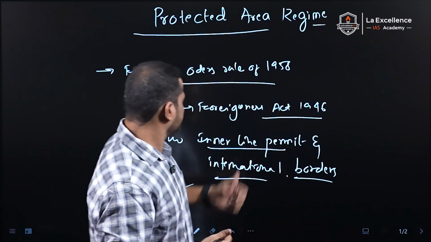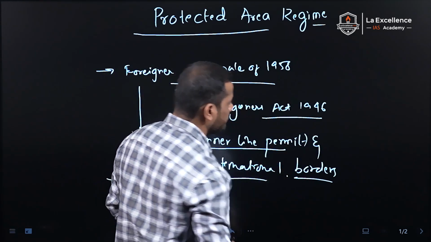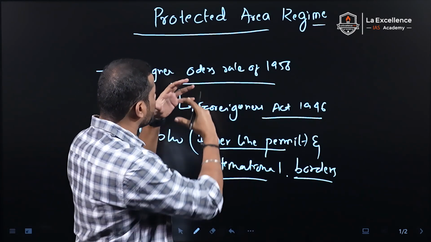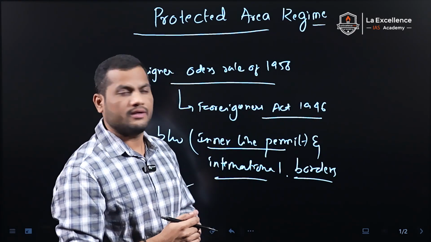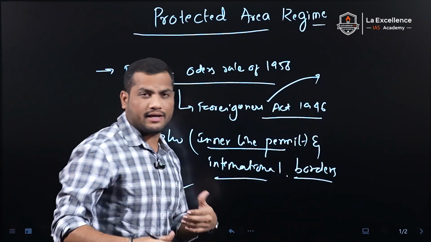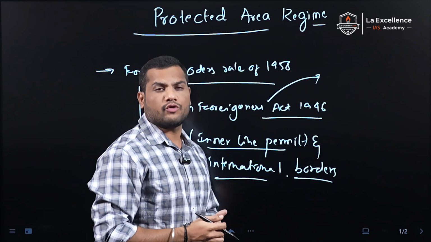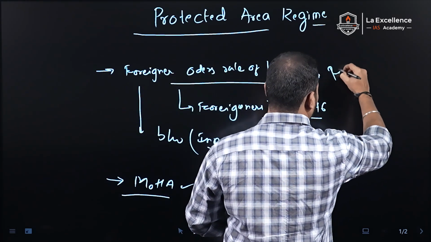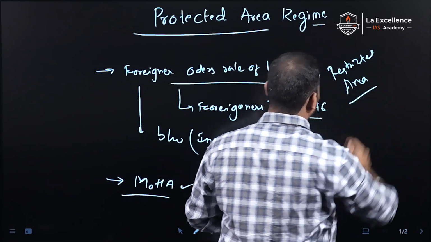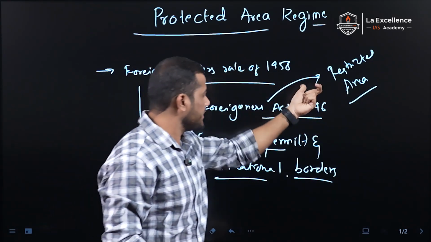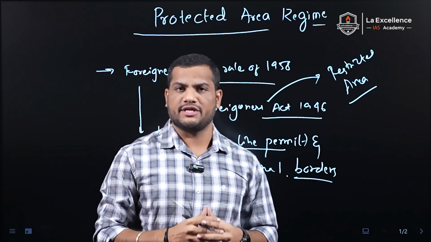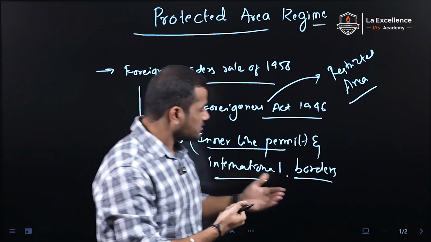You guys saw this inner line permit, right? What is the inner line permit? Is there any link between protected areas and inner line permit? Under the Foreigners Act of 1946, there is a concept called restricted area. But what is the difference between the protected areas, restricted area and inner line permit, which is very relevant for our UPSC examination? Let us discuss all those things.